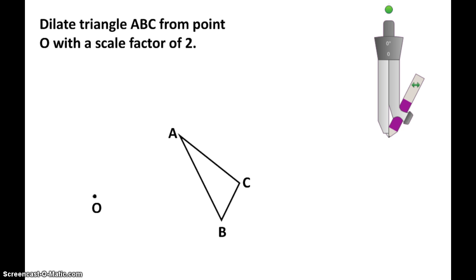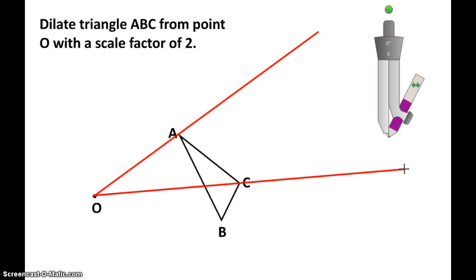Now, a triangle is just made up of 3 lines. So what we're going to do is we're going to dilate this triangle ABC by the scale factor of 2, okay? And then do it the same way we did before, except this time we need 3 lines. One from O through A, one from O through C, and remember, make it really long, longer than you think you need, and then O through B.